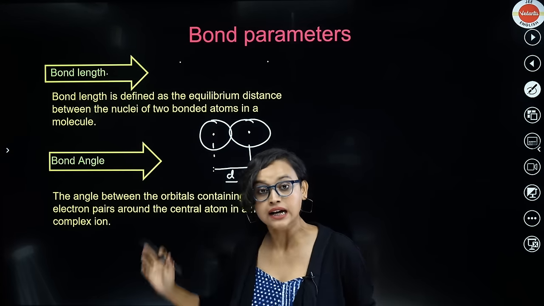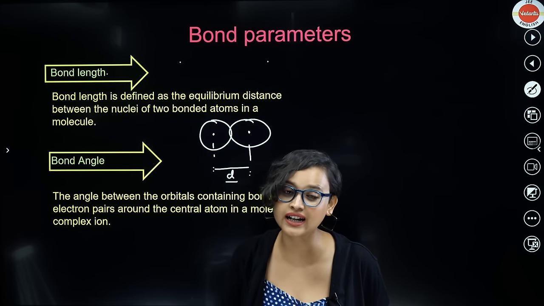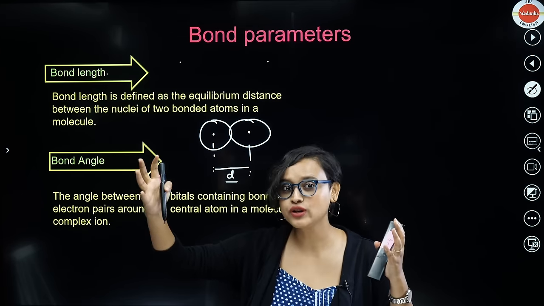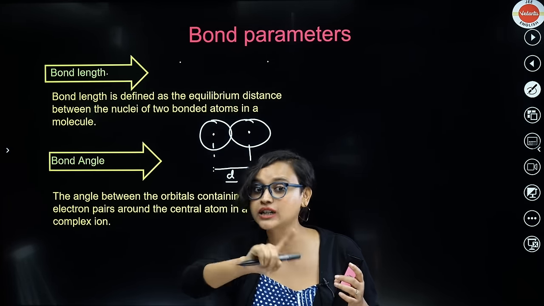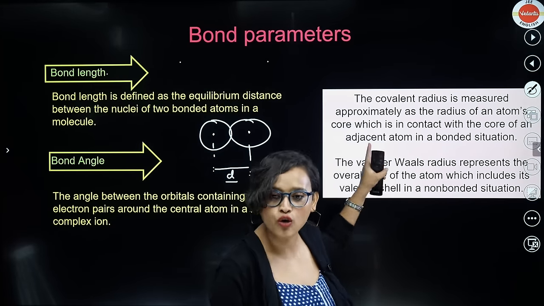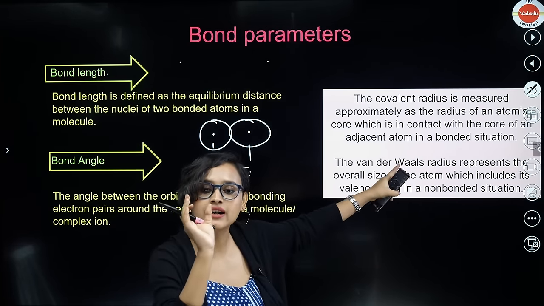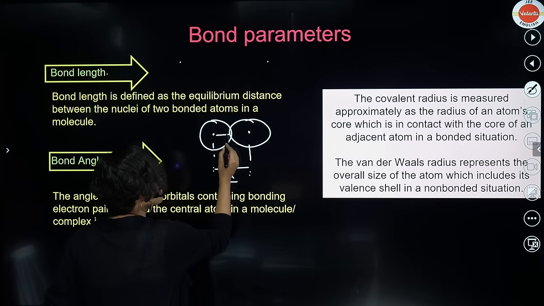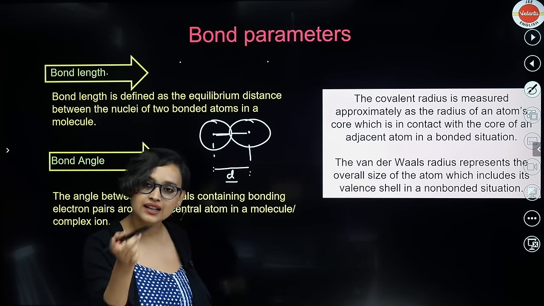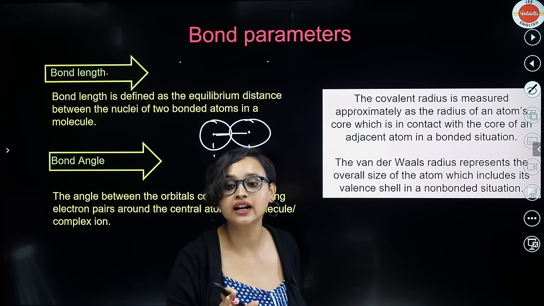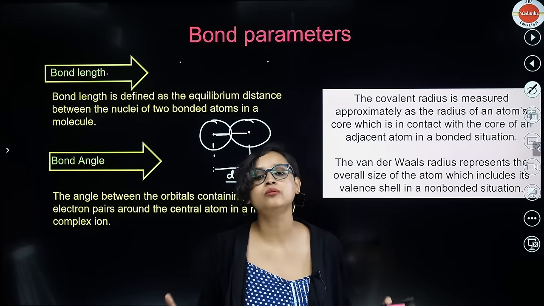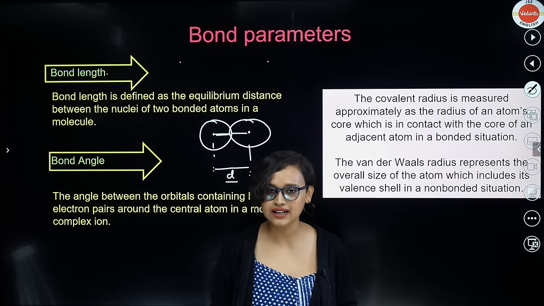Get my point? Yes. Now half of the bond length can be your covalent radius. Correct. However, in van der Waal radius, what do we say? We say that it's non-bonded. It's an adjacent atom, but not bonded, because van der Waal radius is for noble gases, right? Yes. So here is something that you have to know. The covalent radius is measured approximately as the radius of an atom's core, which is in contact with the core of another adjacent atom. That's your covalent radius. But in case of the van der Waal radius, it represents the overall size of the atom, which includes its valence shell in a non-bonded situation. Agreed? Yes, got it? Okay.